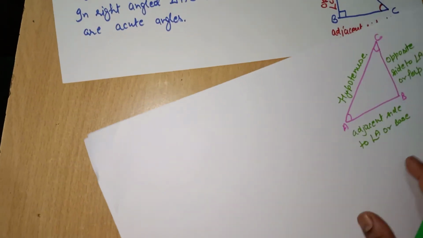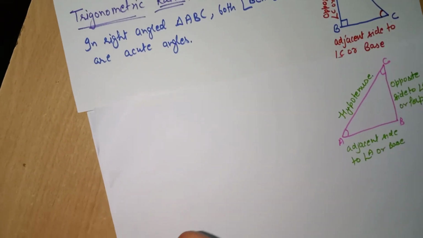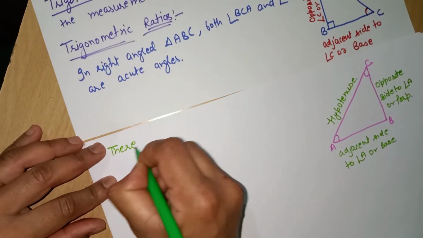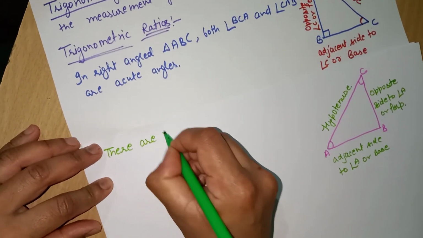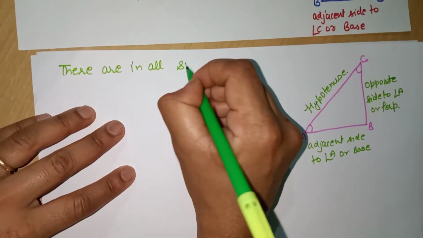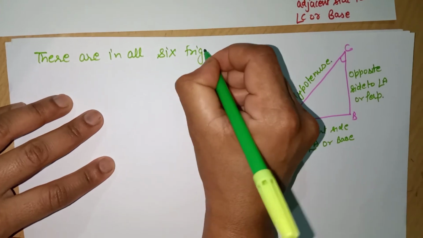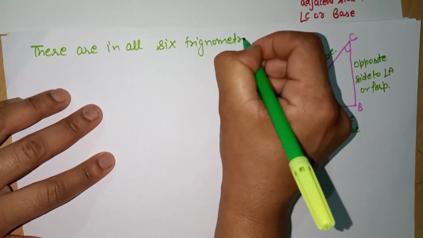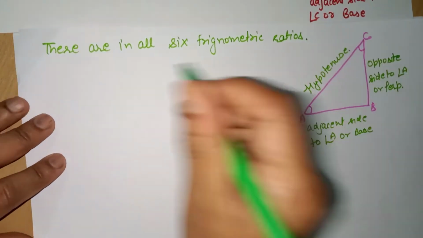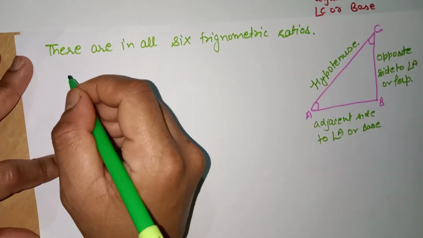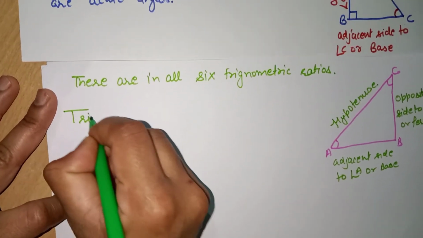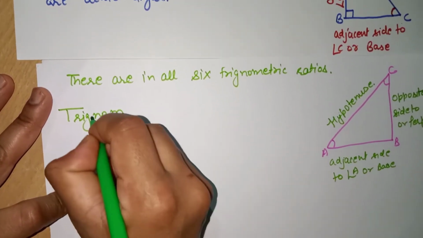So there are in all 6 trigonometric ratios in trigonometry. So let's find these trigonometric ratios. First of all, what are trigonometric ratios?